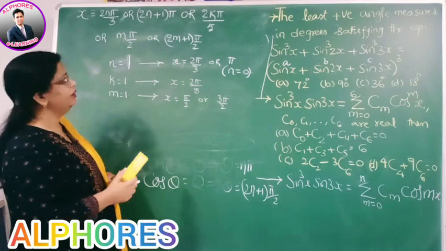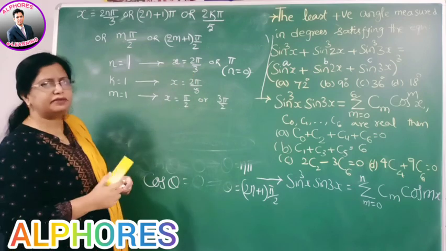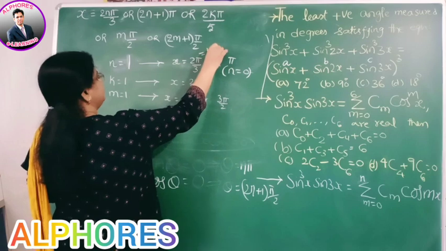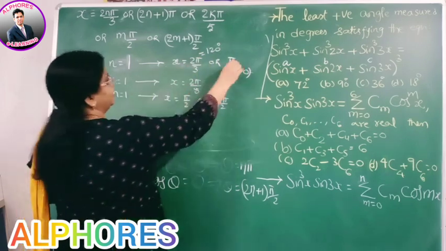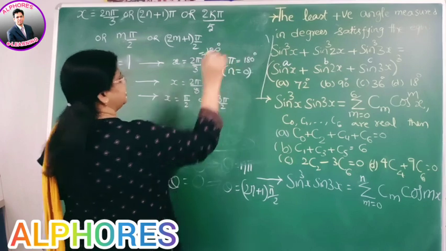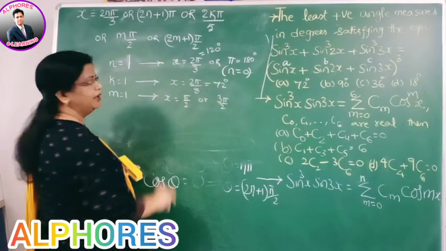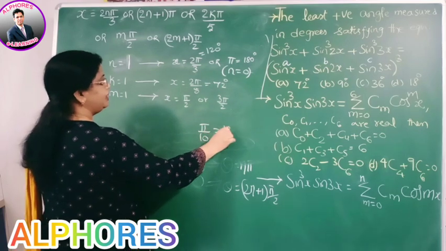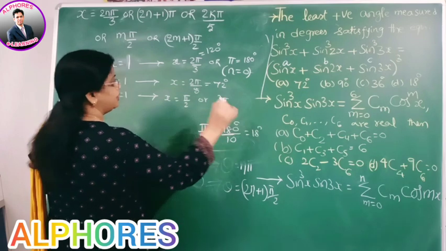Now these are some values we got by taking n as 0 or 1, etc. Now among these values, tell me which is our least one. The least one, this is 120 degrees, right? It is 120: pi by 3 is 60, 60 into 2 is 120. And this one is 180 degrees. And this one is how much? 72 degrees, right? Because we know pi by 10 is 180 by 10, which is 18 degrees.